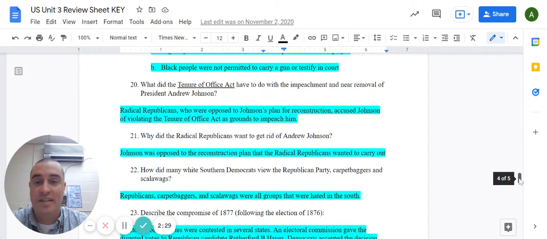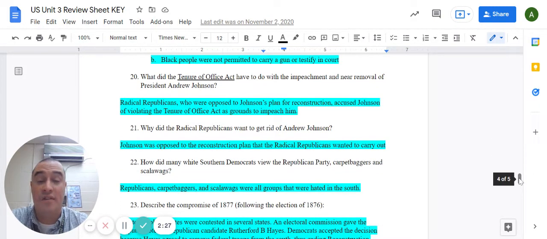Number 20, what did the Tenure of Office Act have to do with the impeachment and removal of President Andrew Johnson? So, the radical Republicans who were opposed to Johnson and his plan for Reconstruction accused Johnson of violating this law. They impeached him. He was not removed from office, but again, after his impeachment, he kind of lost his political power.